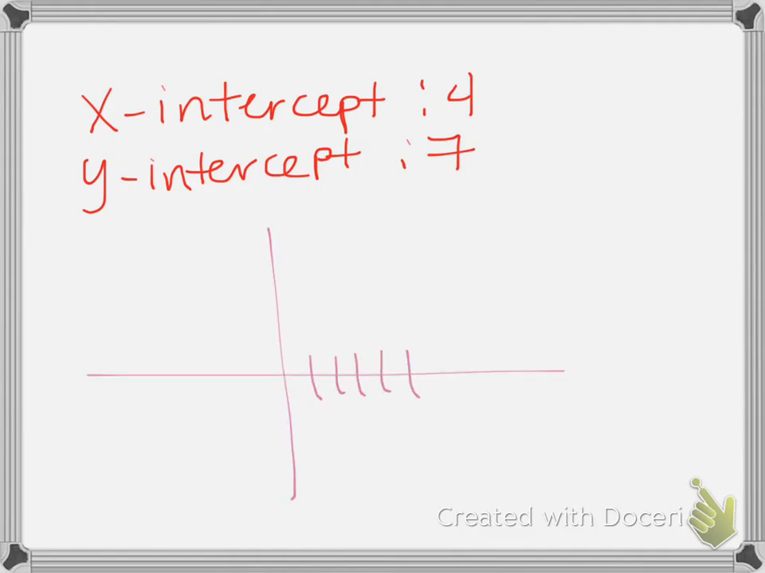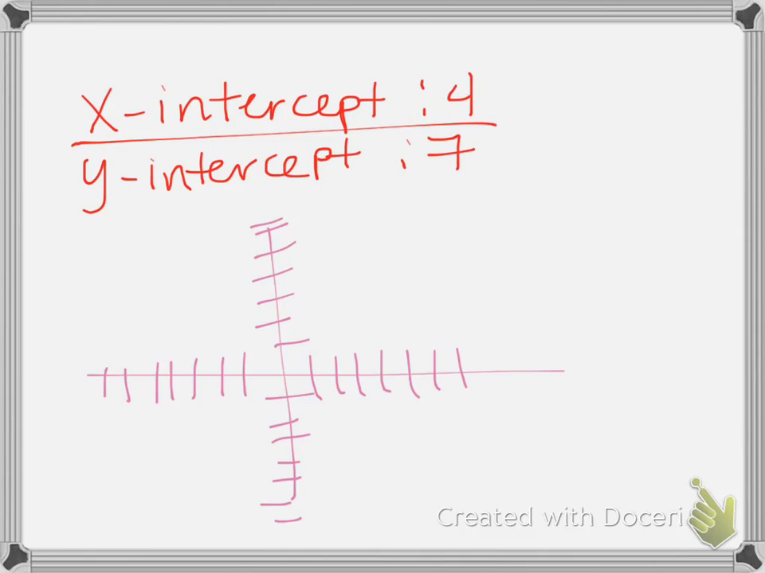So if this is my x-axis and this is my y-axis. My x-axis always runs along the ground. So if my x-intercept is at 4, then it crosses my x-axis at 4. My y-intercept is intercepting my y-axis at 7. And then we just connect our 2 points. So it's just the numbers where we're crossing those axes at.